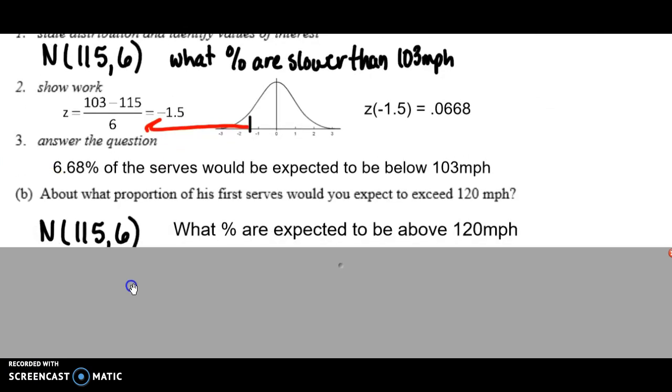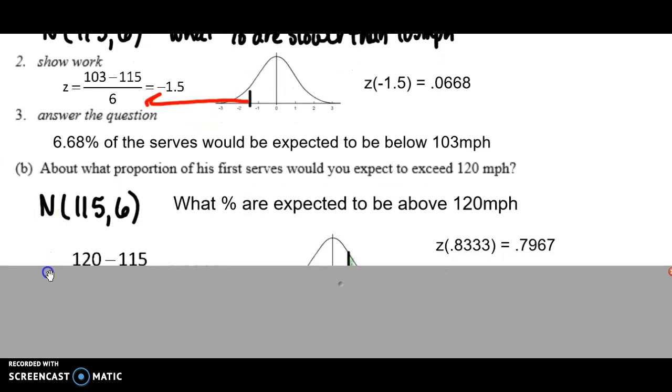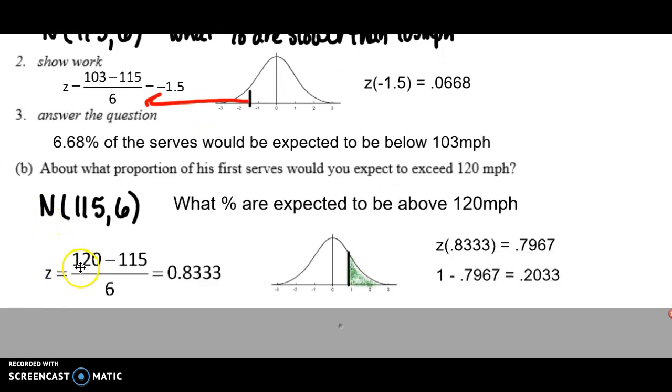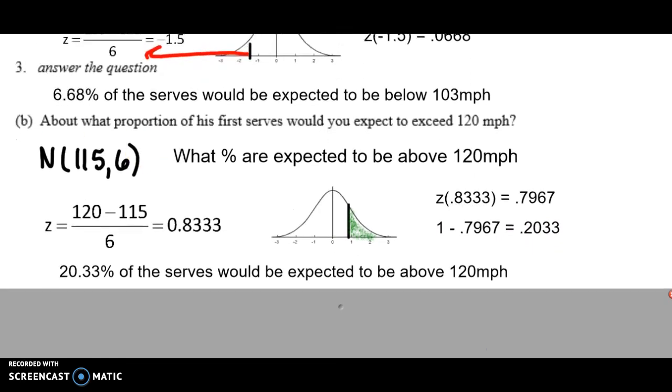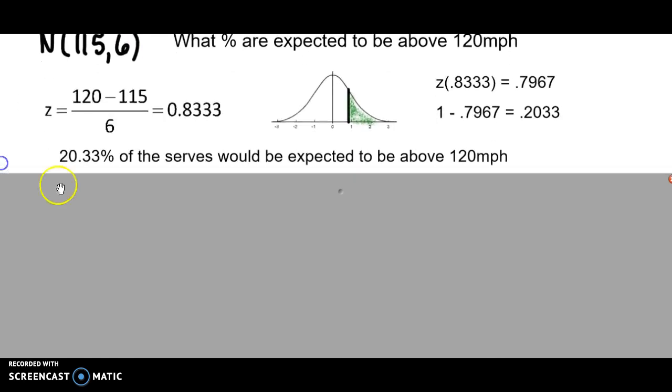The next question asks us to find the expected percent to be above 120 miles per hour. So we do the same thing where we find the z-value. 120 minus 115 over 6 is 0.833. So 0.833 standard deviations above the mean is about 79% to the left. So we have to take 1 and subtract that in order to find the area in the green, which is about 0.2033. So 20.33% of the serves would be expected to be above 120 miles per hour.